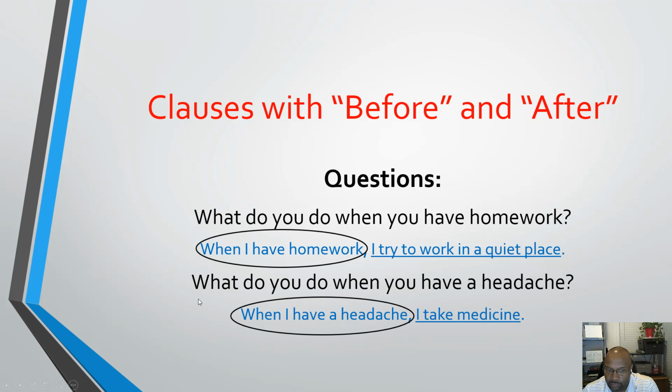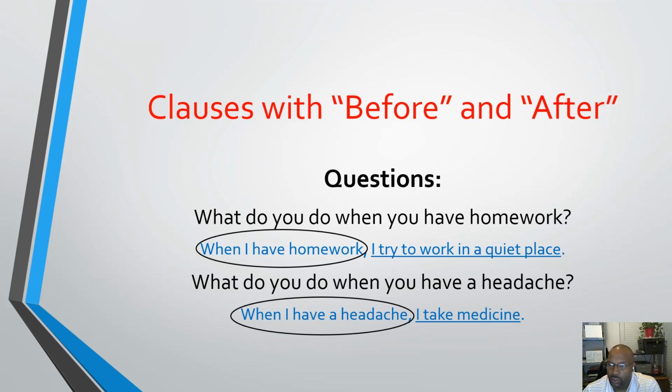Let's look at the second one. What do you do when you have a headache? When I have a headache, okay, so that's circled, that's our dependent clause. I take medicine, that is underlined, that is our independent clause. If I just say I take medicine, that's a complete thought. All right. If I say when I have a headache, you'd ask me, when you have a headache, what? Keep going. What's the rest of your sentence, right?